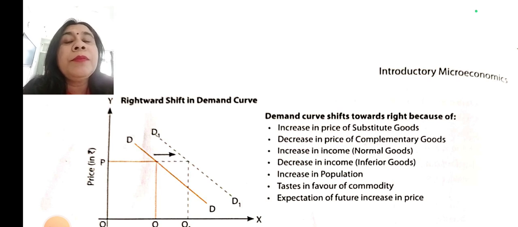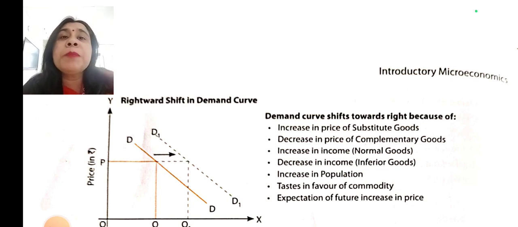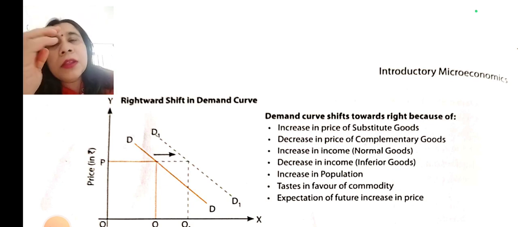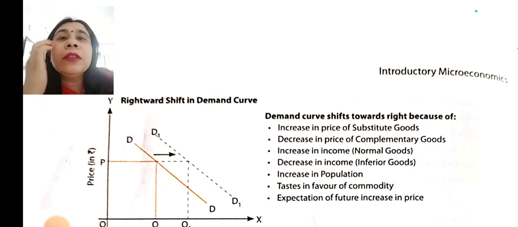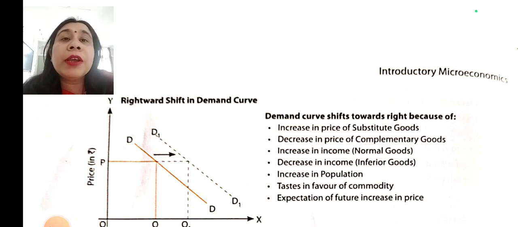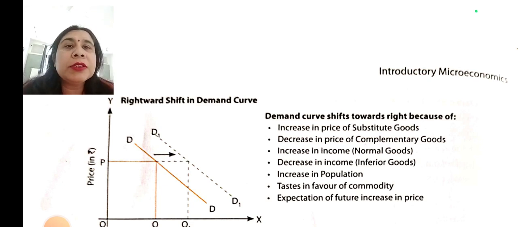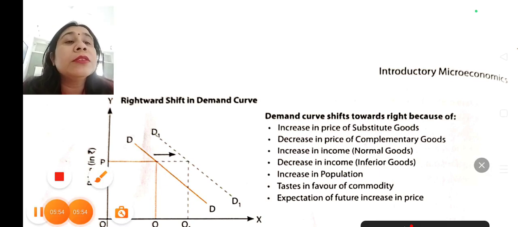When will this happen? We previously learned that expansion and contraction in demand is related to the law of demand. When the price of a commodity changes, the expansion and contraction in demand take place. On the other hand, shift of the demand curve will take place due to these following reasons.